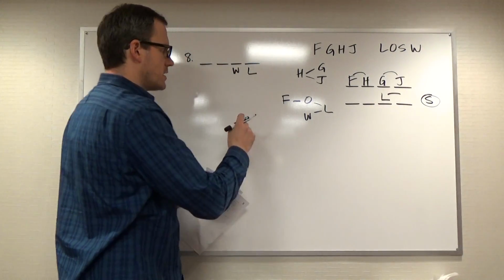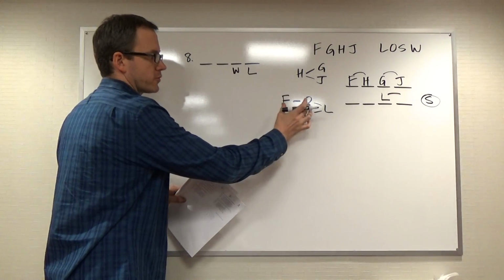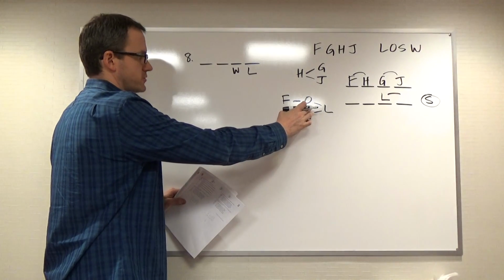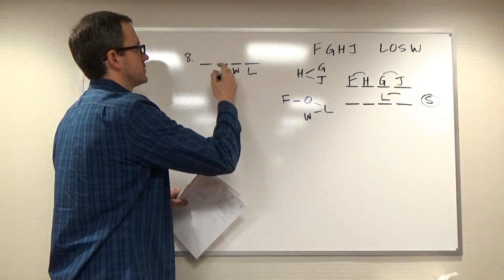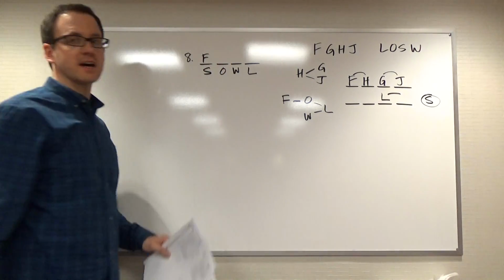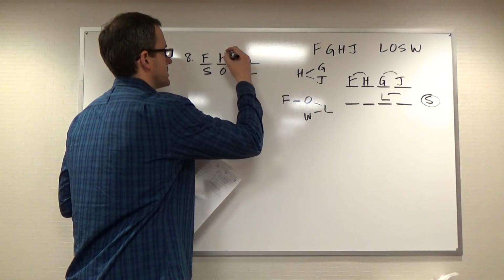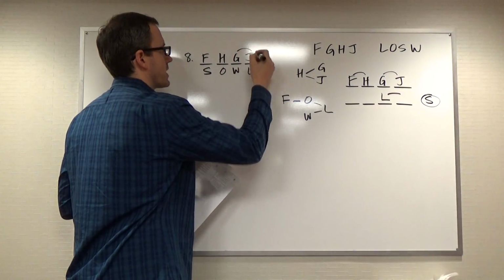So this becomes L. We have O and S left, which seem like they'd be going back and forth, but O actually has to come after F. So this has got to be O, and this has got to be F. So that's going to force S to go there. Then what do we know? We know that H is going to be there, and then we have G and J going back and forth.